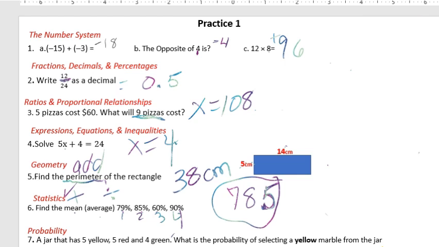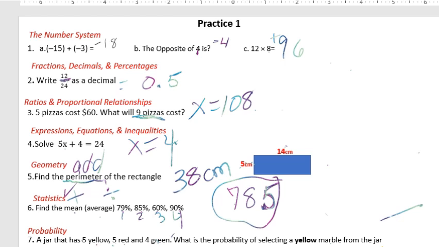Last one, probability. Very easy. With probability, you always put the total at the bottom, and it's always going to be like a fraction like this. It says a jar that has 5 yellow, 5 red, and 4 green. I should have said a jar has, whatever. Anyway, now it's asking what is the probability of selecting a yellow marble from the jar? So how much total is in the jar?